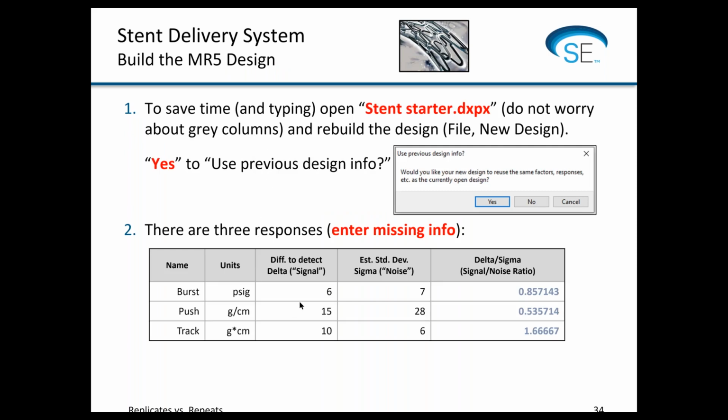Okay, so you go ahead and build the design, and here's the same ratios we looked at earlier. Okay, with the delta and the sigma. Delta, what we're interested in, the sigma, again, coming from historical data from testing that's been done in the past, and the push and the track.